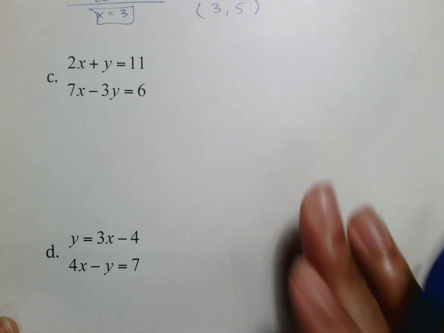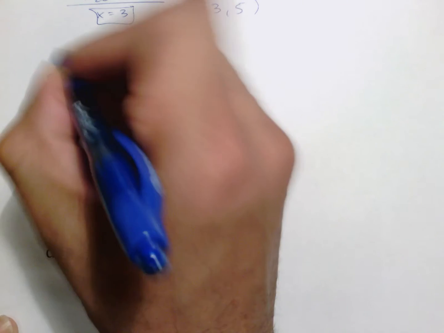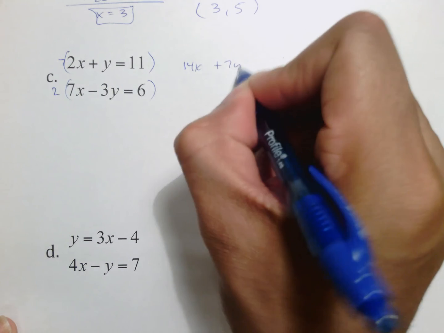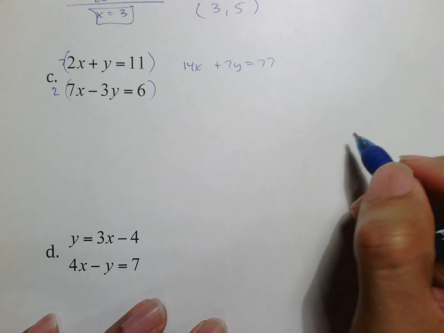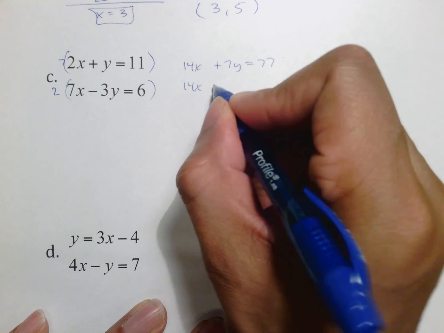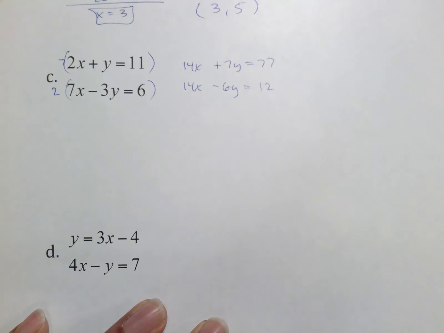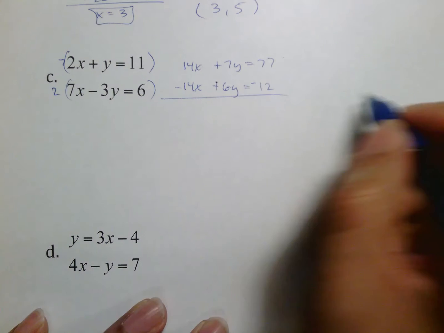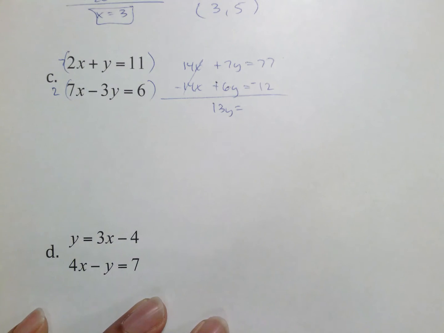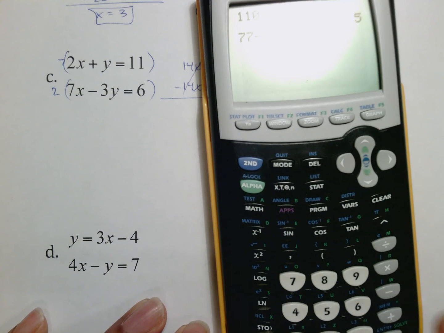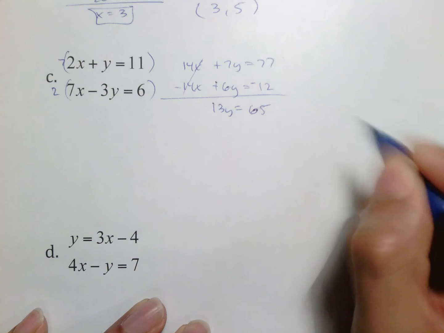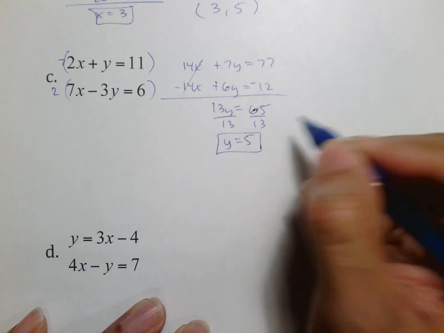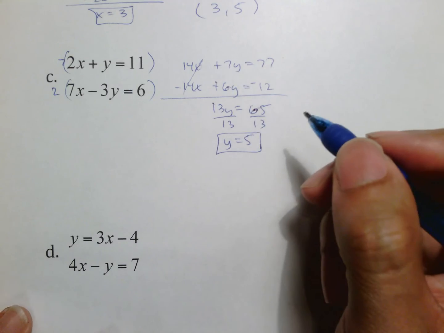C. Again, no x, no y alone, so we've got to now multiply. Bring your 7 up, bring your 2 down. This turns into 14x, 7y, and 77. This turns into 14x minus 6y and 12. Again, my 14s won't go away, so I switch everything there. This cancels, giving me 13y equals 77 minus 12, which is 65. Divide both sides by 13 to find out that y is 5. 65 divided by 13 is 5. You can do that on your calculator.